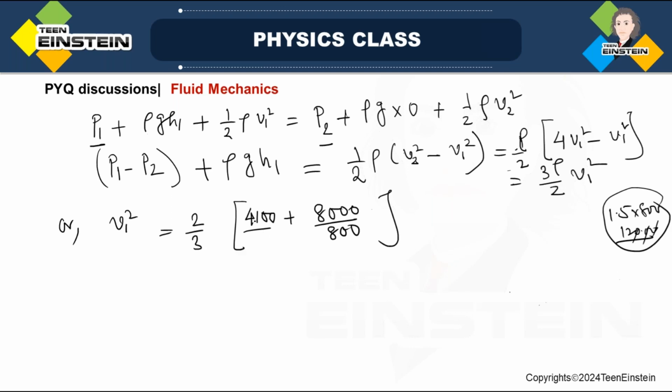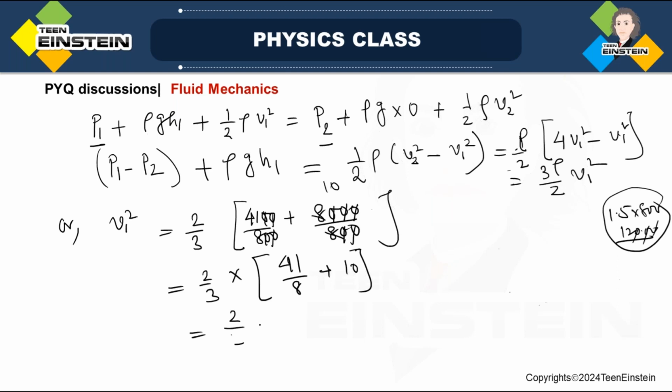Okay, this is 800. Okay, so this, okay, this will be 10 actually. 10 here. 2 by 3, 4 into this by 8 plus 10 here. I guess this will be okay now. So 2 by 3, this will be 121 divided by 8.